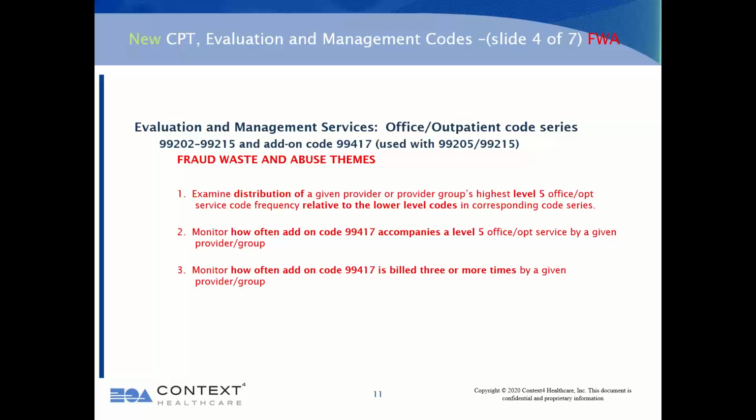In 2021, due to ease of documenting total time, it will likely be the primary method of documentation support for office outpatient code selection. As a result, we at Context will add an FWA report function that will allow the user to monitor the sum of time-based codes reported by a given provider, so the user can identify days when that sum exceeds that provider's typical daily shift time. Aside from monitoring code distribution, also watch out for how often add-on code 99417 accompanies a level 5 office outpatient service, as well as how often add-on code 99417 is billed 3 or more times by a given provider.